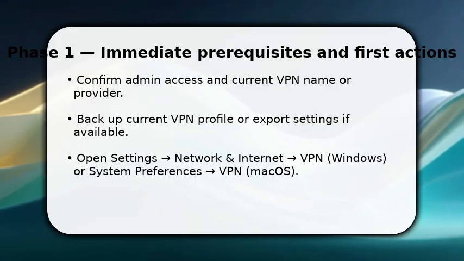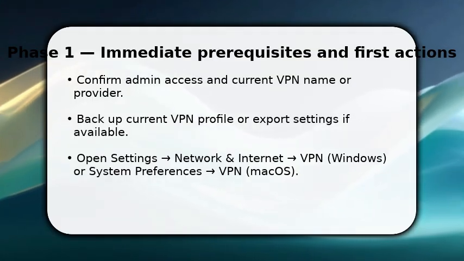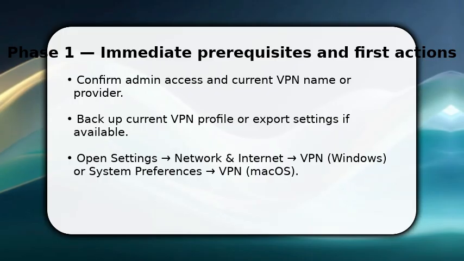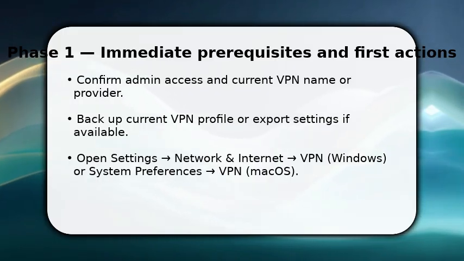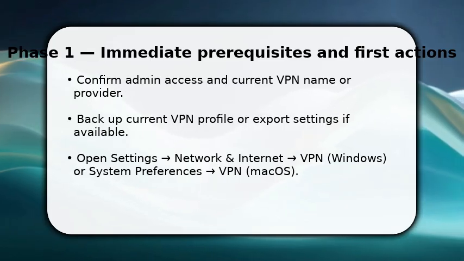You start by confirming you have admin access and noting your current VPN provider. This prevents lockouts later. Once done, export or back up the existing VPN profile so you can restore it if needed. Now open your system VPN panel.